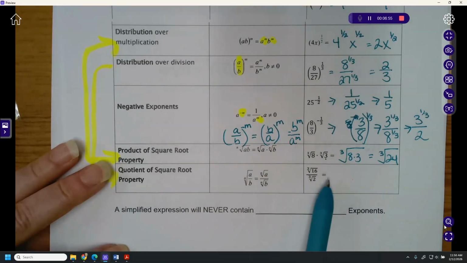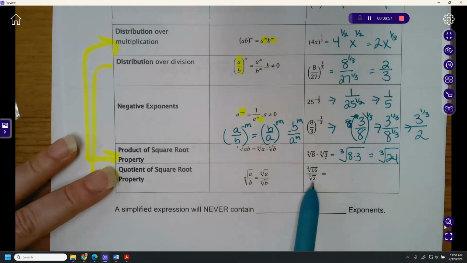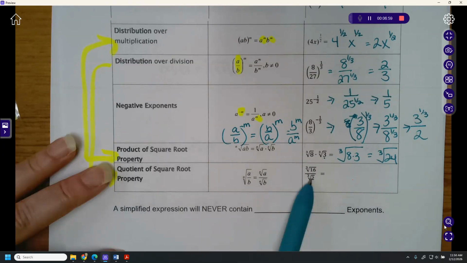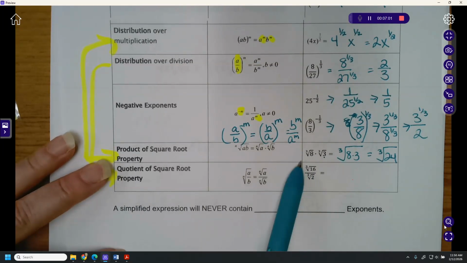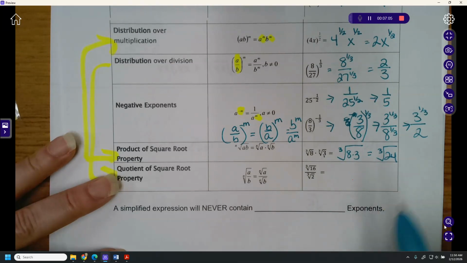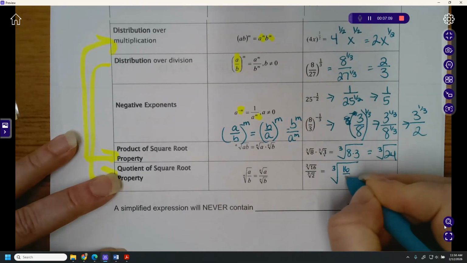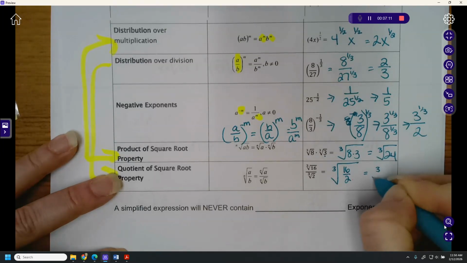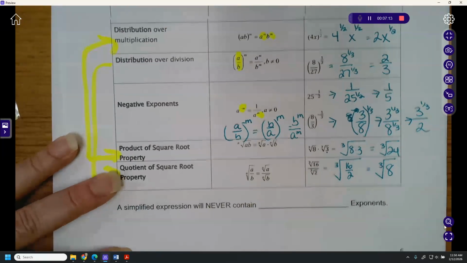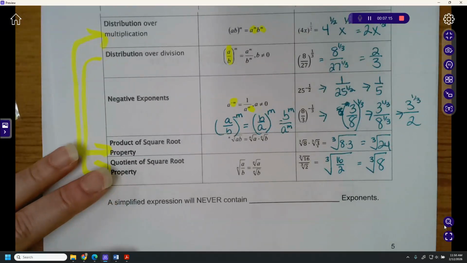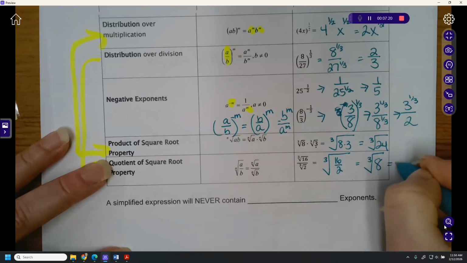Let's go to the division here. So here I actually did it differently. So I might want to take something that's written individually and put it back together. So as long as the roots match, I can make this 16 over 2, because then it might give me something I can simplify. 16 over 2 is 8, and I know the cubed root of 8, and the cubed root of 8 is 2.